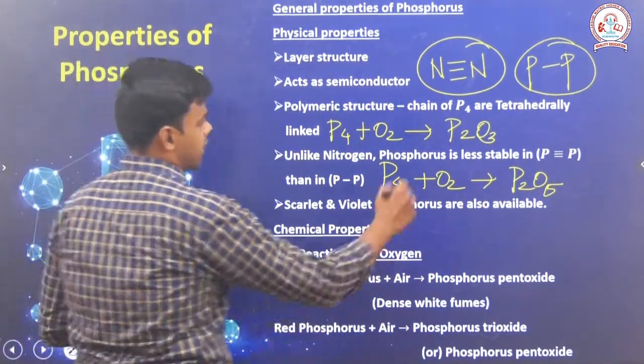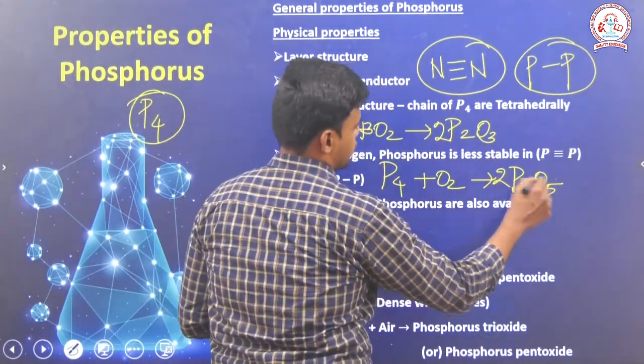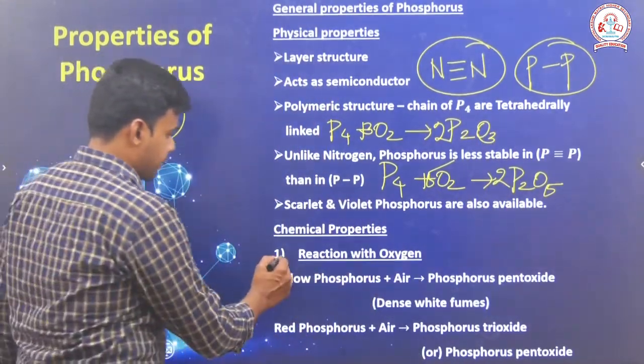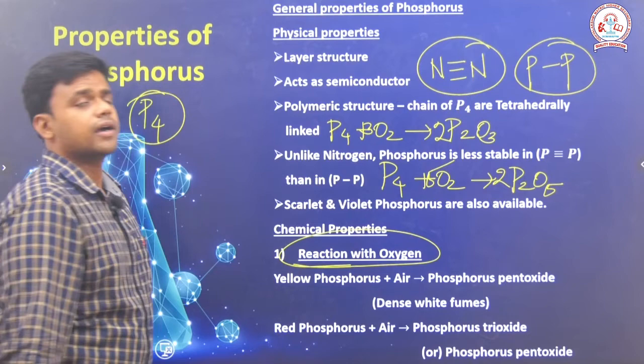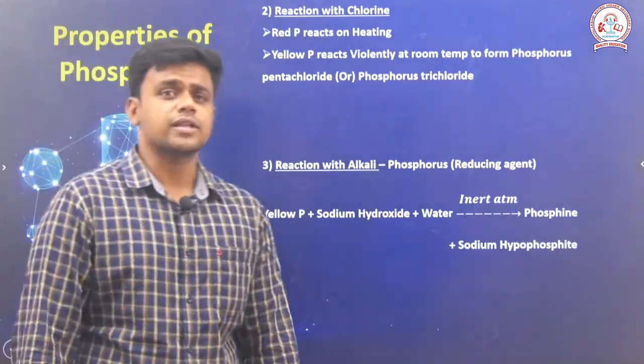Right, to balance it, I will make it 2 here, so oxygen becomes 6. To balance it, I will make it 2 here, so oxygen becomes 10, so I will make it 5O2. So, this is the reaction of phosphorus with oxygen. Then, reaction with chlorine.